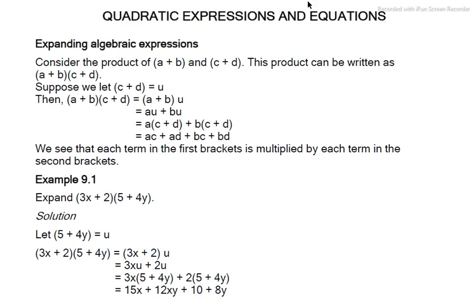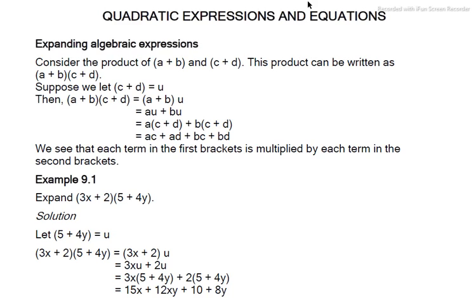We see that each term in the first bracket is multiplied by each term in the second bracket. True. We look at examples. We are told to expand (3x + 2)(5 + 4y). So we are going to keep the second bracket and split the first bracket, meaning that each term in the first bracket will multiply the second bracket.